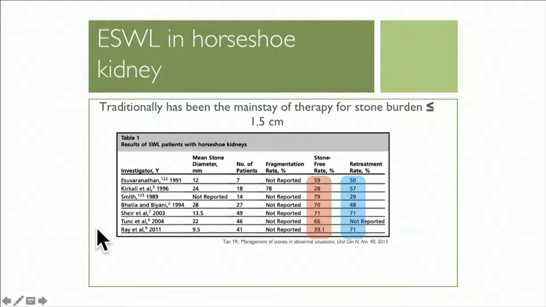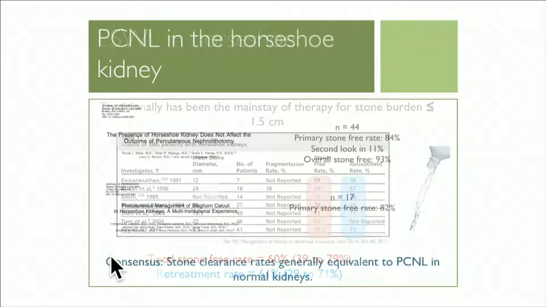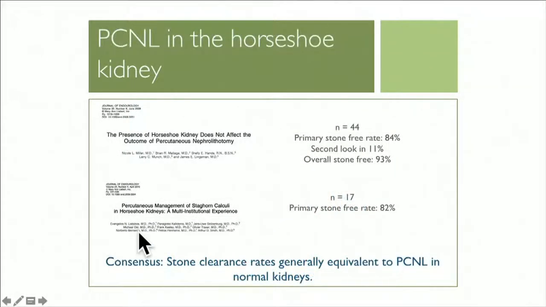If you look at the shockwave lithotripsy data, this is from 2013, stone-free rates are not very good, about 60%, again because of this issue of drainage and poor access to the lower pole, and the retreatment rate was about 60%. So these are not great numbers for shockwave lithotripsy, again because of the drainage issue. PCNL, lots of studies looking at PCNL and horseshoe kidneys.